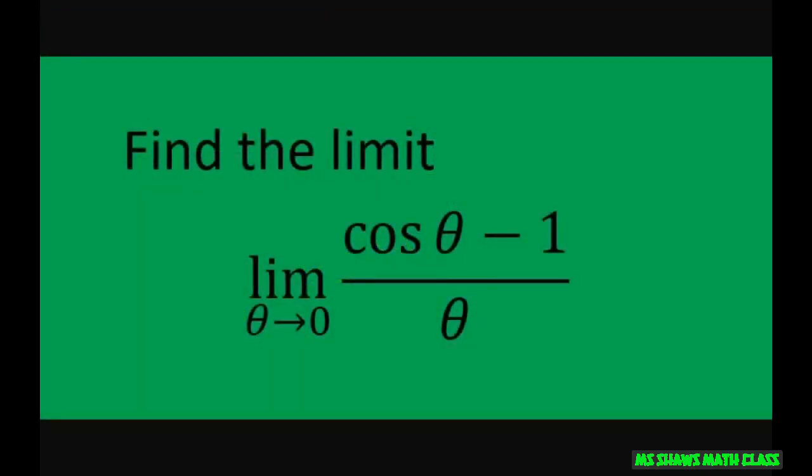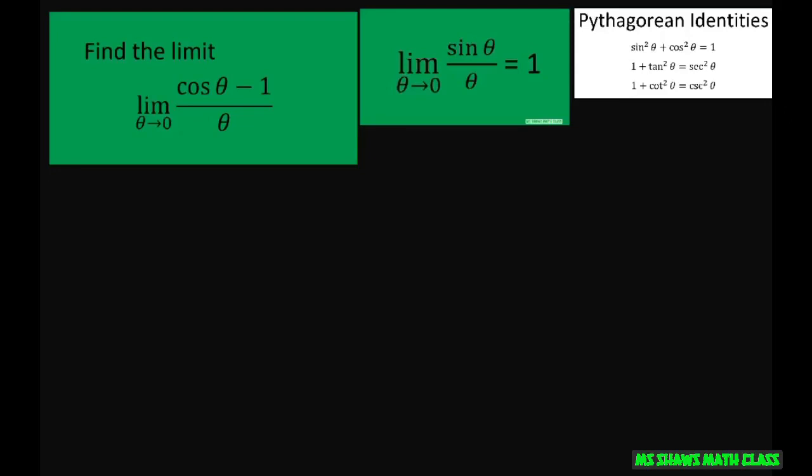Hi everyone, we're going to evaluate the limit as theta tends to 0 of cosine theta minus 1 divided by theta. Now we can't just plug in 0 here because that would be undefined. So our goal is going to be to use this equation here to help us find the limit. This is given. We're going to call this equation 1, and we want to rewrite this by using trig identities to help us find the limit.